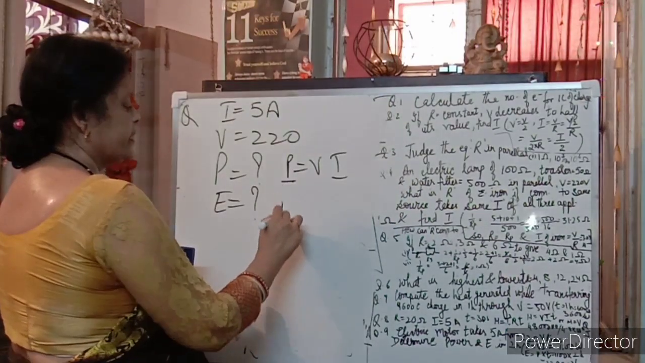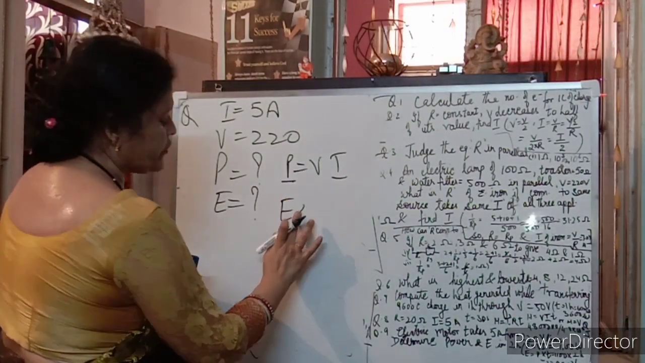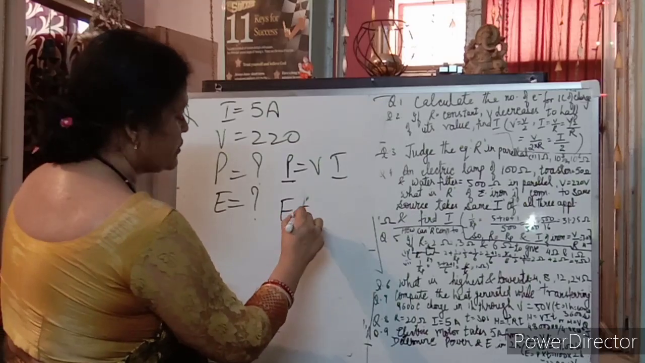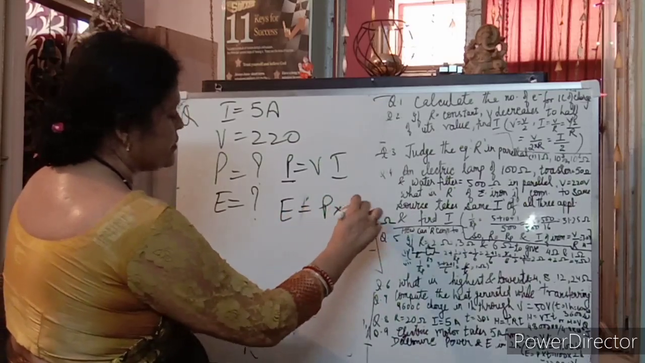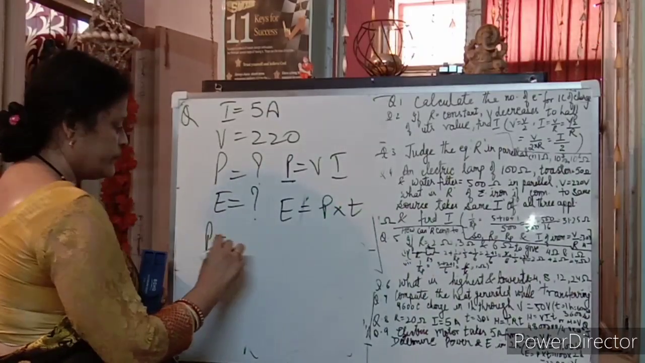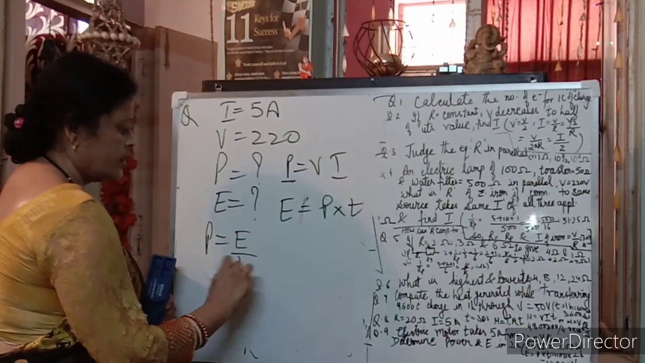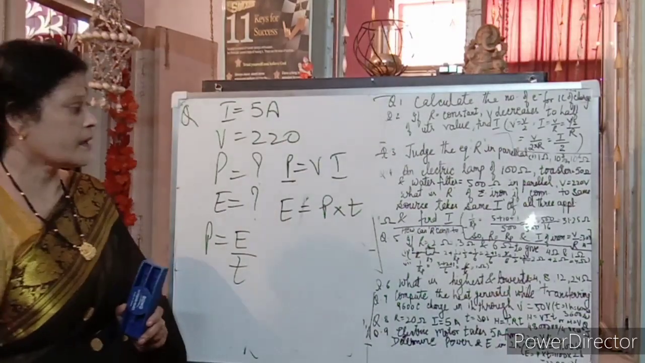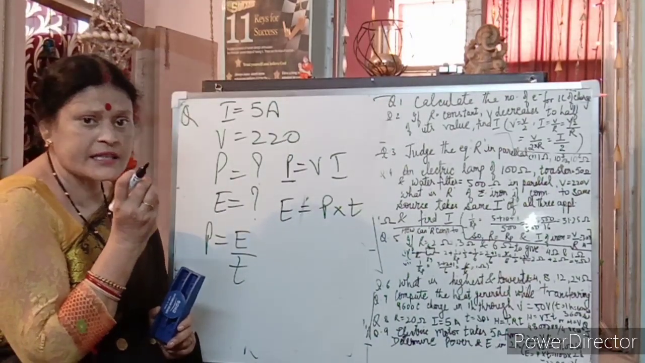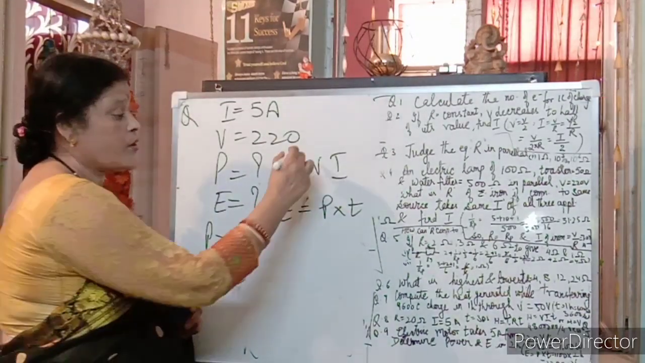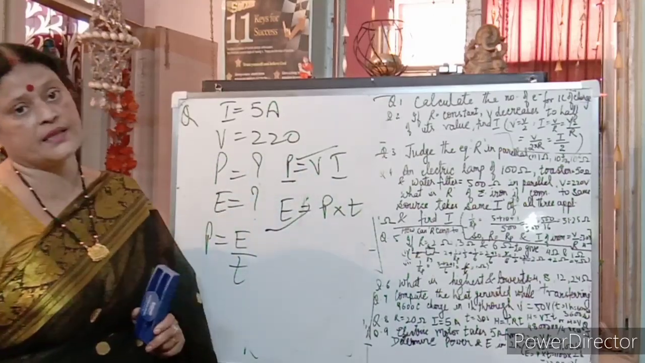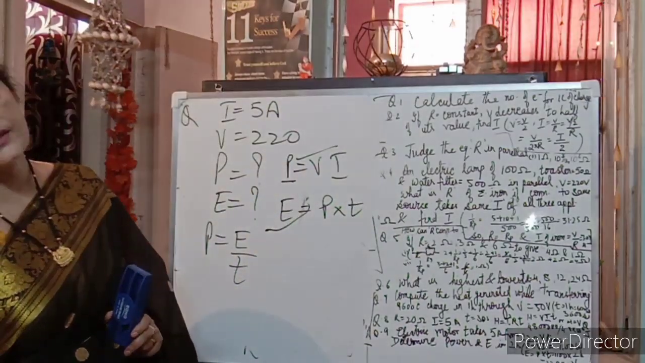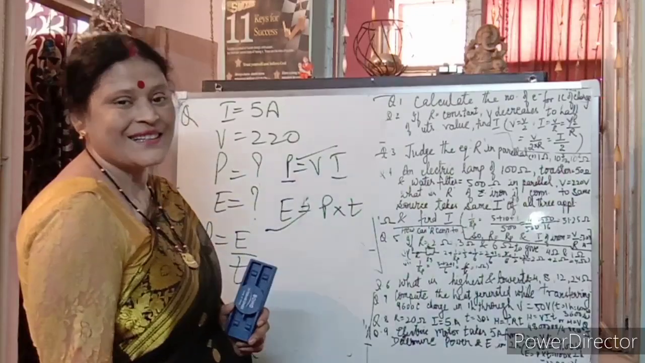Find P, and what will be the energy then? Energy is equal to P into T, because P is equal to E upon T. So, E is equal to P into T. This is how you can find. Very, very easy. I am telling you, electricity numericals are nothing. Only the formulas have to be clear in your mind. Then only it will be easier for you.